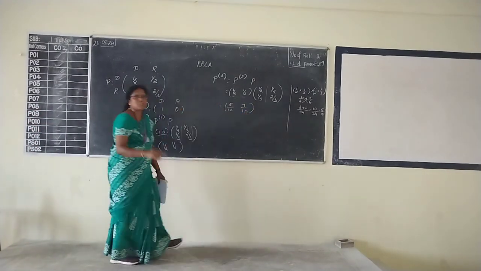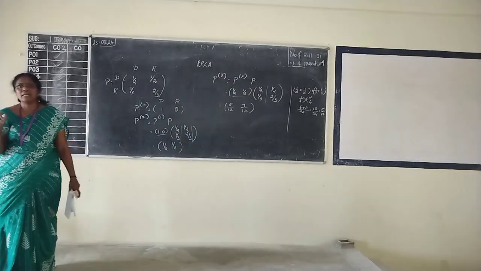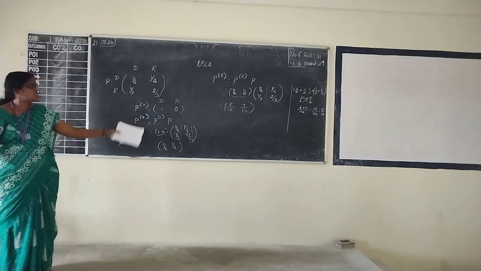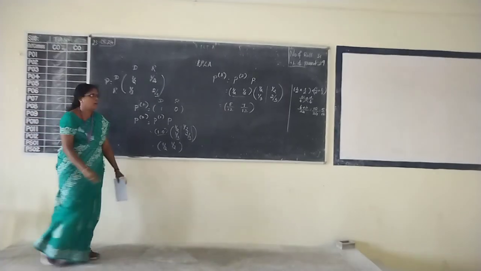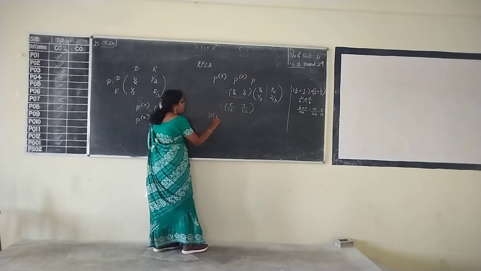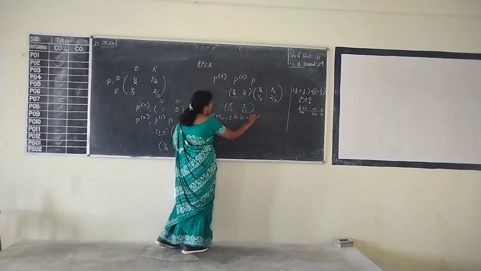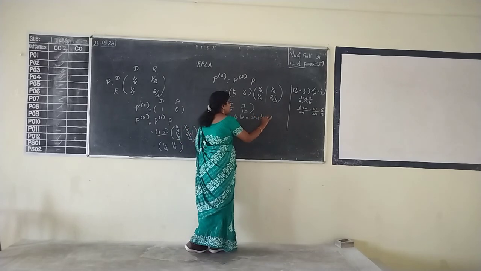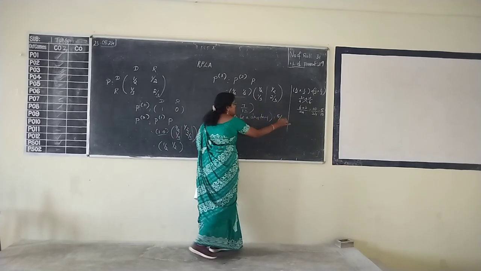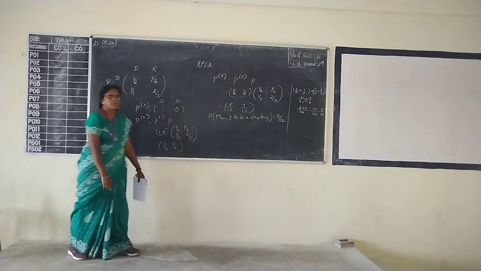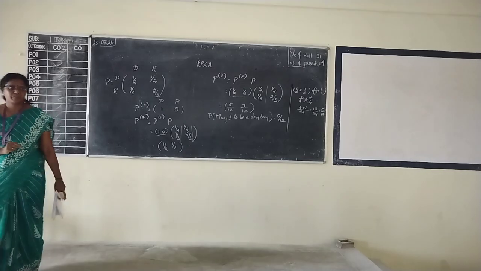Now tell me the first subdivision of the question: what is the probability that day 3 is a dry day? What is the chance of it being a dry day? 5 by 12. So the probability of day 3 being a dry day is equal to 5 by 12. That is the question asked. The first one is for a dry day, the second one is for a rainy day.